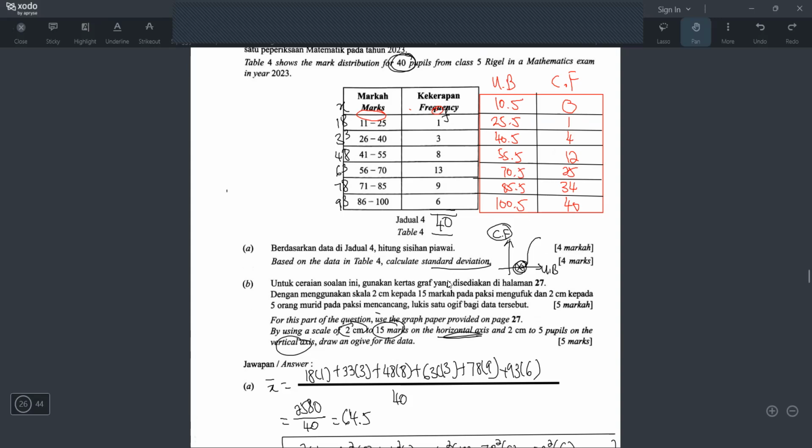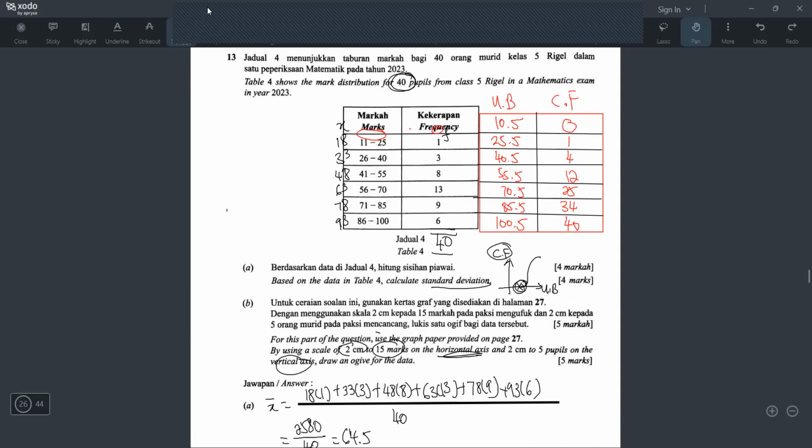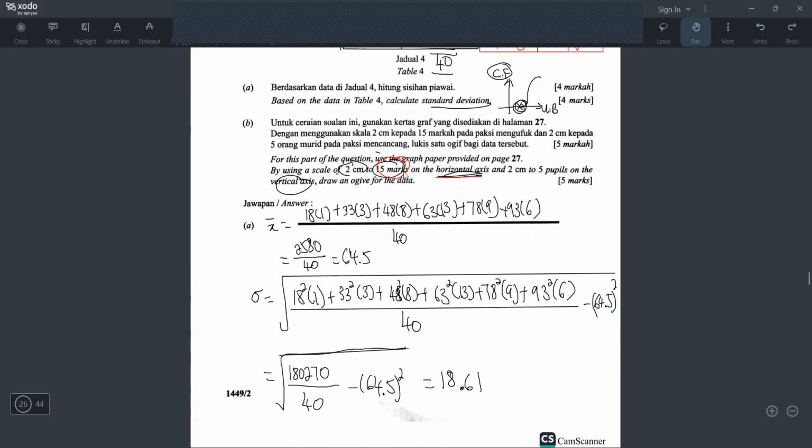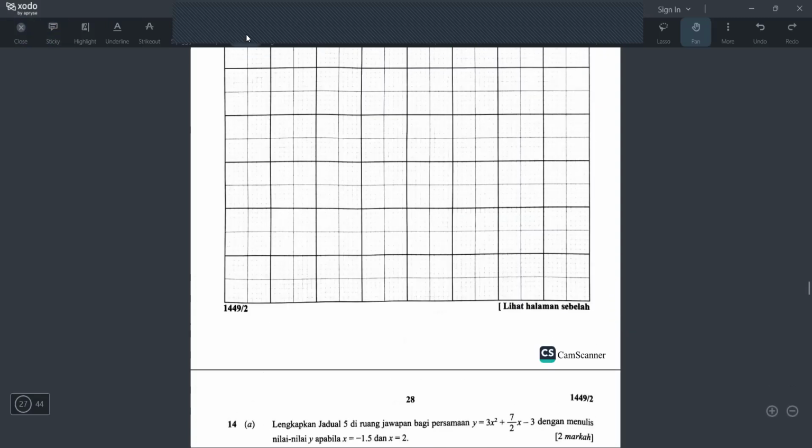So now I just have to use this table and draw my ogive, right? So they already said the scale they want me to use is 2 cm to 15 marks on horizontal axis. Okay, let me tell you a common mistake. This is a common mistake where students make. They will look at this 2 cm to 15 horizontal and straight away they go here and write 0, 15, 30, 45. Ini memang salah.